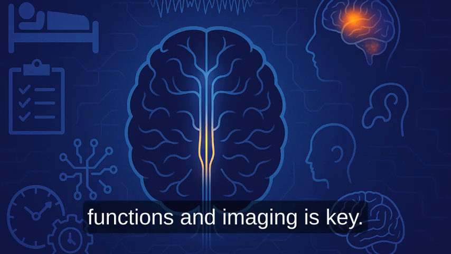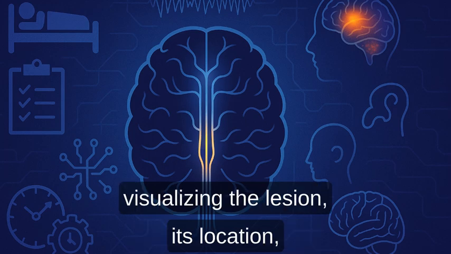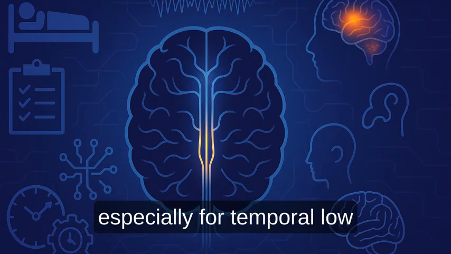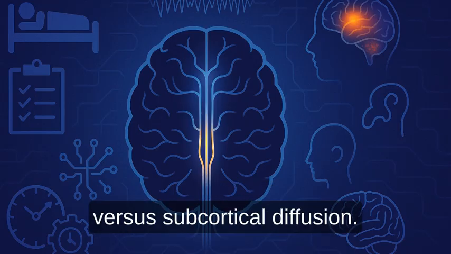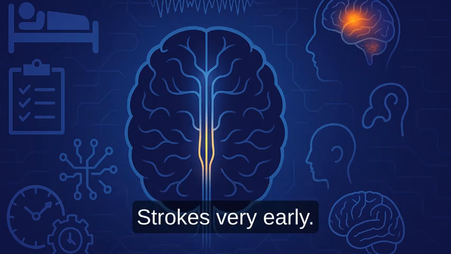And imaging is key. Absolutely essential. CT and especially MRI are crucial for visualizing the lesion, its location, size, type. MRI gives better detail, especially for temporal lobe structures or differentiating cortical versus subcortical. Diffusion-weighted MRI is vital for seeing acute strokes very early.